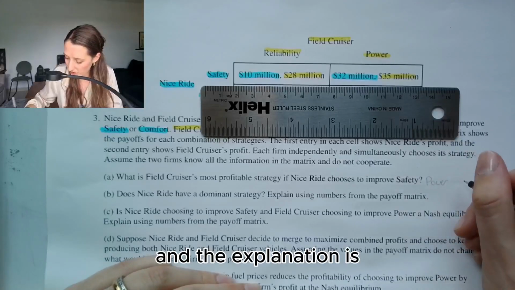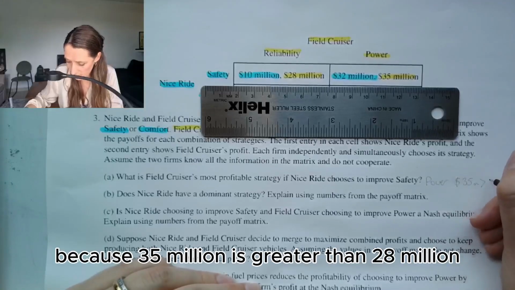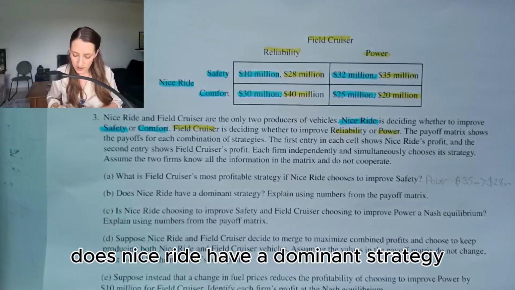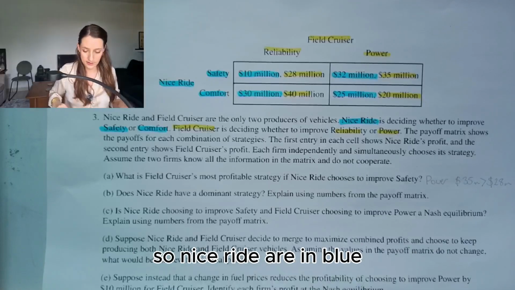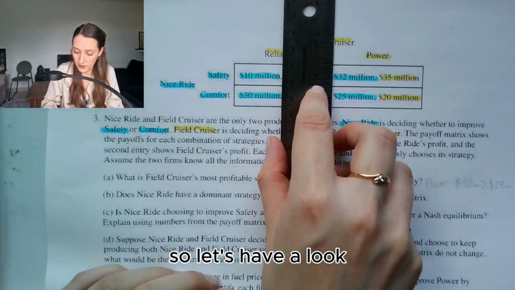And the explanation is because 35 million is greater than 28 million. Okay, part B. Does Nice Ride have a dominant strategy? Explain using the numbers from the payoff. So Nice Ride are in blue. Do they have a dominant strategy? So let's have a look.